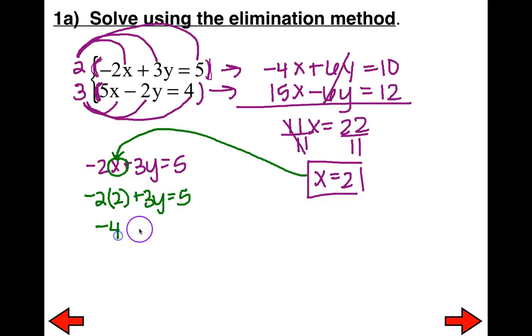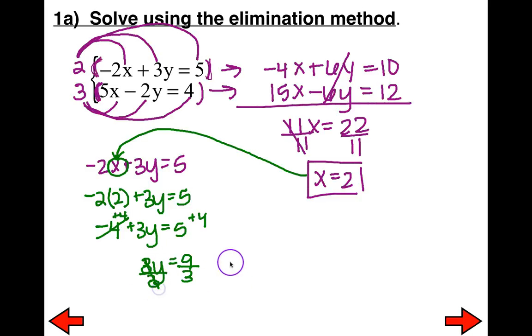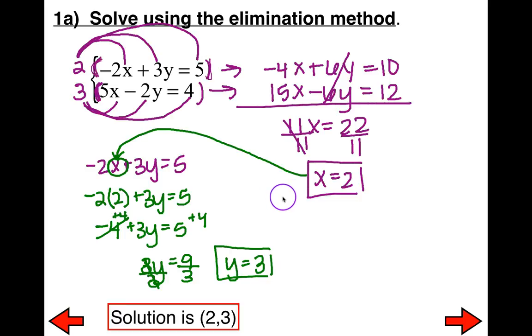So here we have -4 plus 3y equals 5. We can add 4 to both sides, leaving me with 3y equals 9. Almost done. Dividing both sides by 3, I'm left with y equals 3. So here I would say that I think the solution is (2, 3), but I will always say "think" because we still need to, of course, check our work.